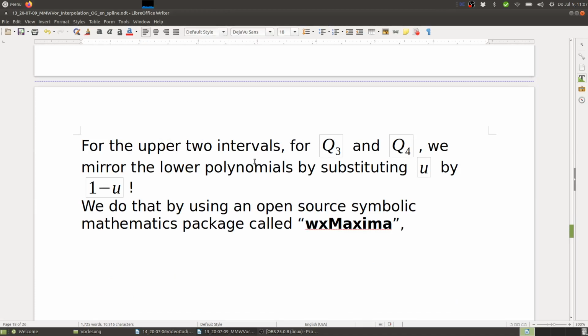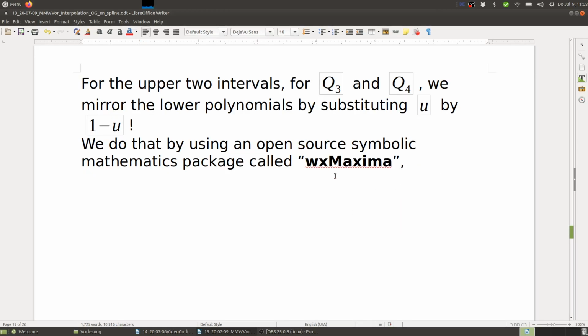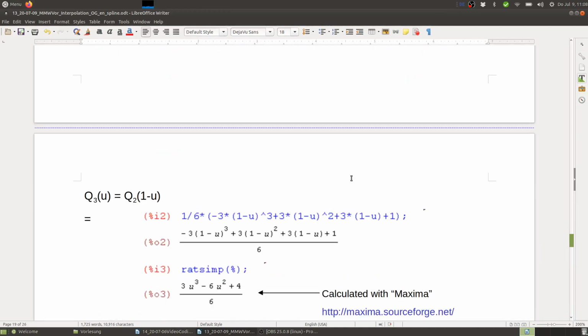So we can just obtain q3 and q4 by mirroring the lower polynomials, by substituting u by 1 minus u, right? So this basically just mirrors them, flips them along the x-axis. And we do that by using an open source symbolic mathematics package called wxMaxima. That's free for download and installation, very convenient.